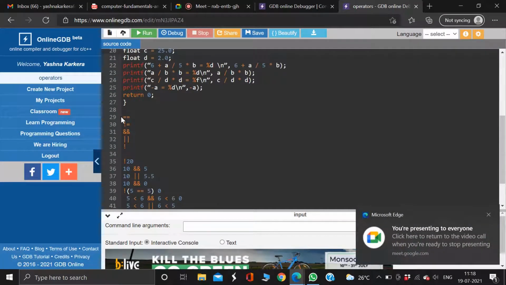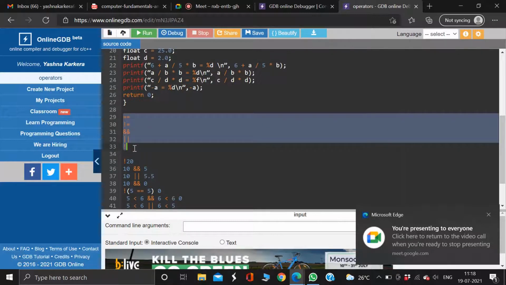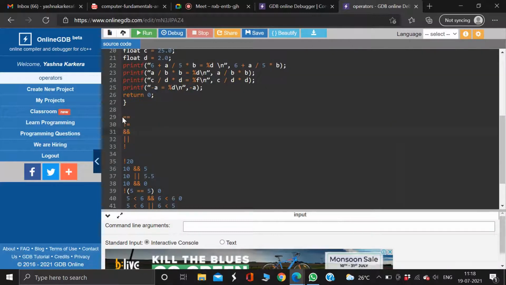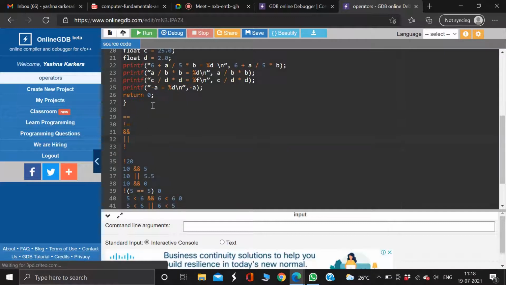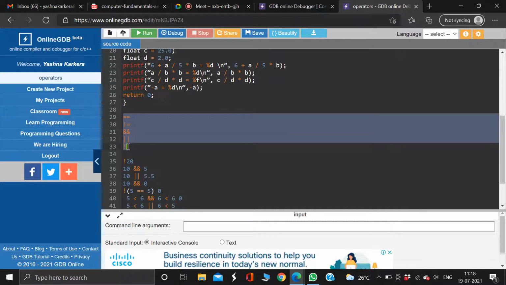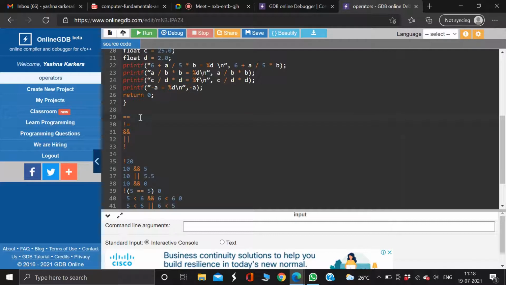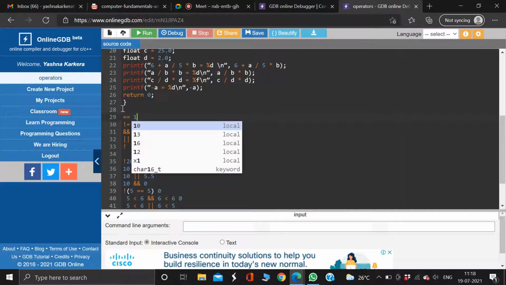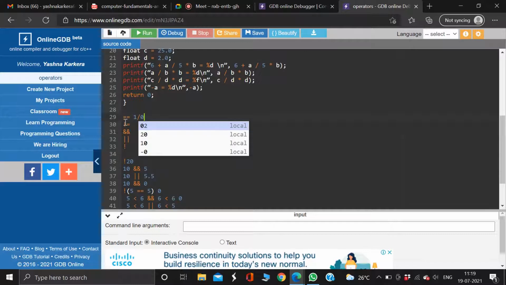Which are these operators? These are also used, but these are special operators whose answer you get only in zeros and ones. This is the equality operator, double equal to. You check if the left hand side is equal to the right hand side. If the left hand side is equal to the right hand side, then you get the answer as 1. If it is not equal, then you get 0. Is this clear?